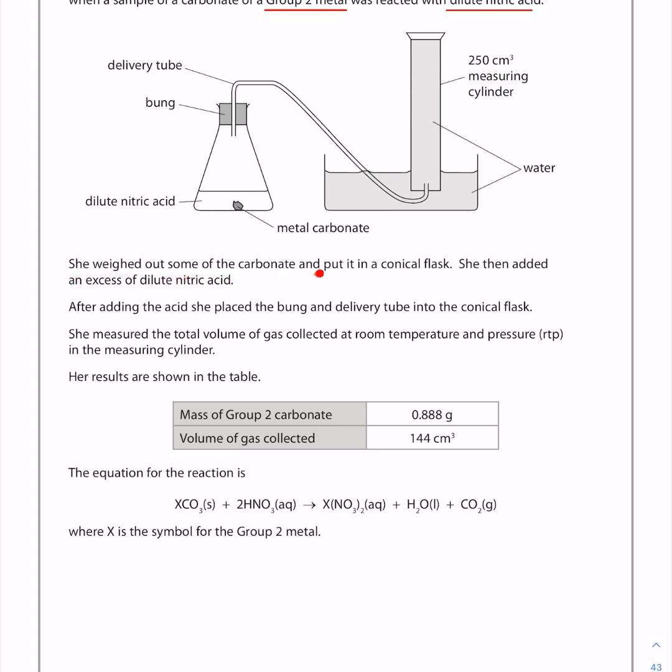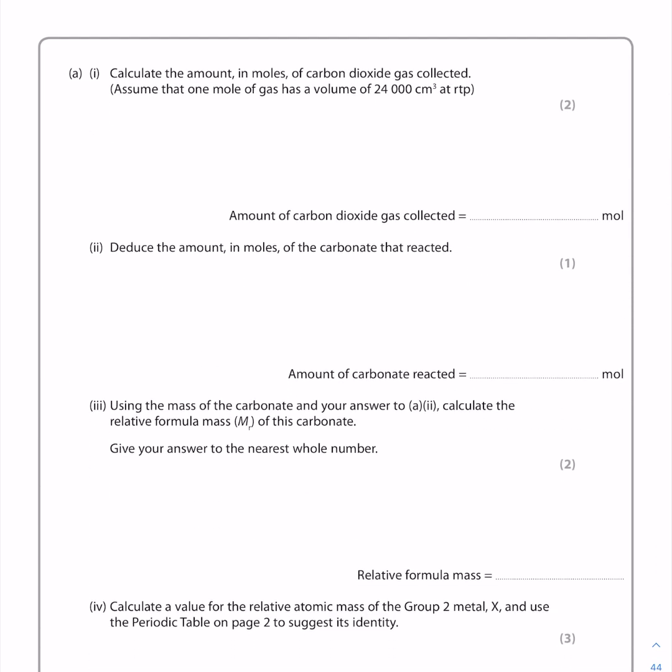She weighed out some of the carbonate and put it in the conical flask. She then added an excess of dilute nitric acid. After adding the acid, she placed the bung and the delivery tube into the conical flask, and she measured the total volume of gas collected and room temperature and pressure in the measuring cylinder. Her results are shown in the table. Mass of group 2 carbonate 0.888 gram, volume of gas collected 144 cubic centimeter, and the equation for the reaction is X carbonate, where X is the symbol of group 2, plus nitric acid gives X nitrate plus water plus carbon dioxide. Question AI. Calculate the amount in moles of carbon dioxide collected, assuming that 1 mole of gas has volume of 24,000 at room temperature and pressure.